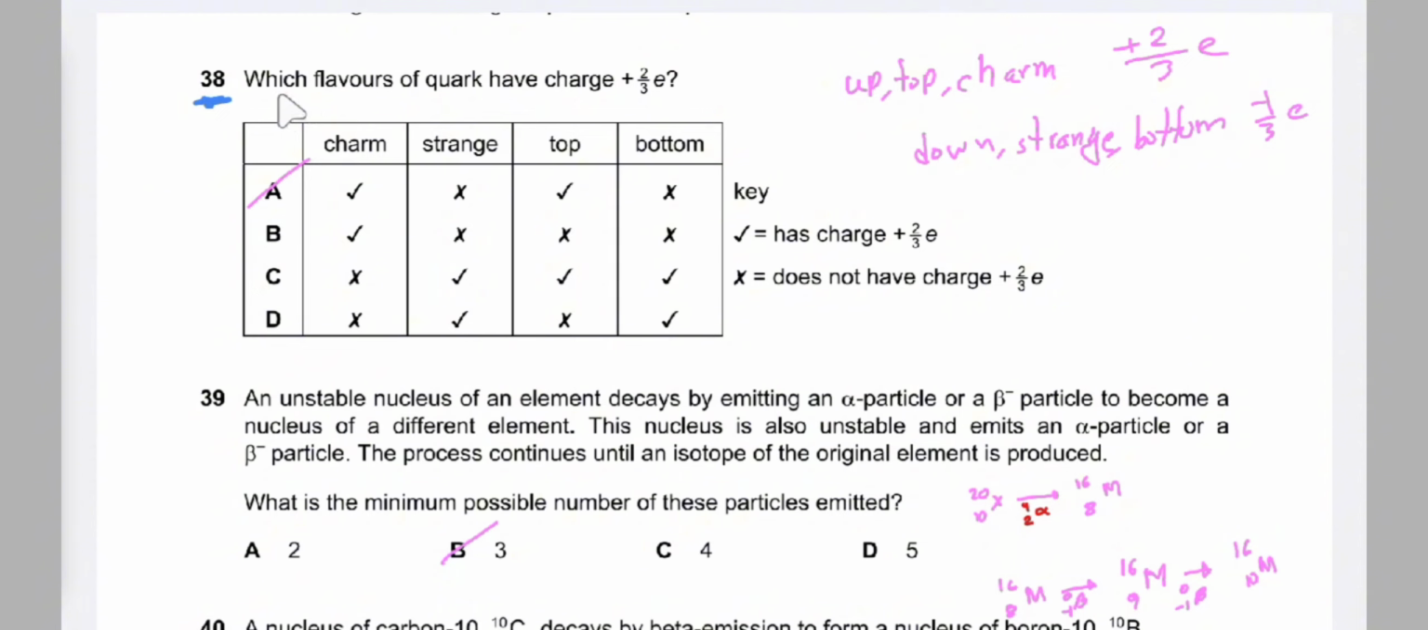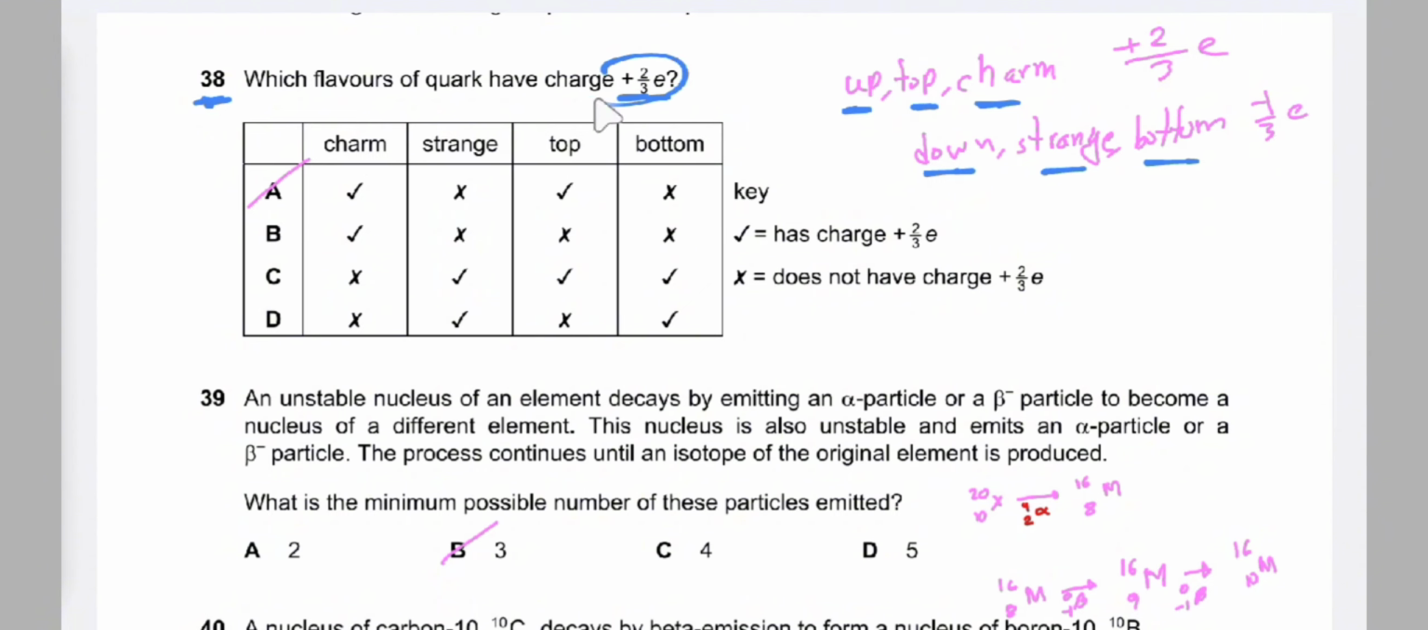Number 38. Which flavors of quark have charge plus 2/3 e? So up, top and charm. These three quarks have a charge of plus 2/3 e, and down, strange and bottom have a charge of negative 1/3 e.